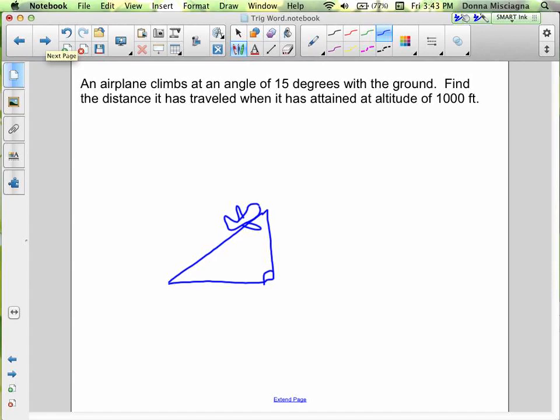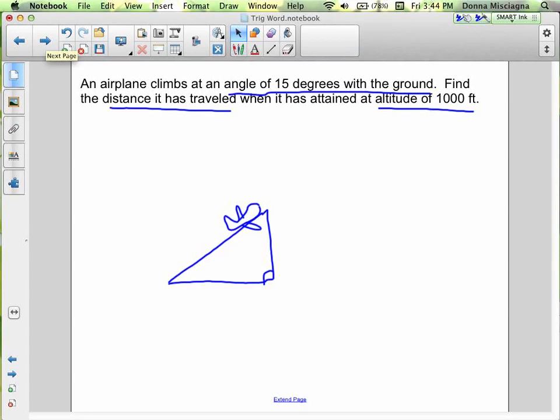Let's underline our key words here. We have an angle of 15 degrees with the ground. We want to find the distance it's traveled. It has an altitude of 1,000 feet. Altitude is always perpendicular to the base, to the ground in this case. So this is the altitude, the straight vertical height of our plane. So 1,000 feet is the altitude.